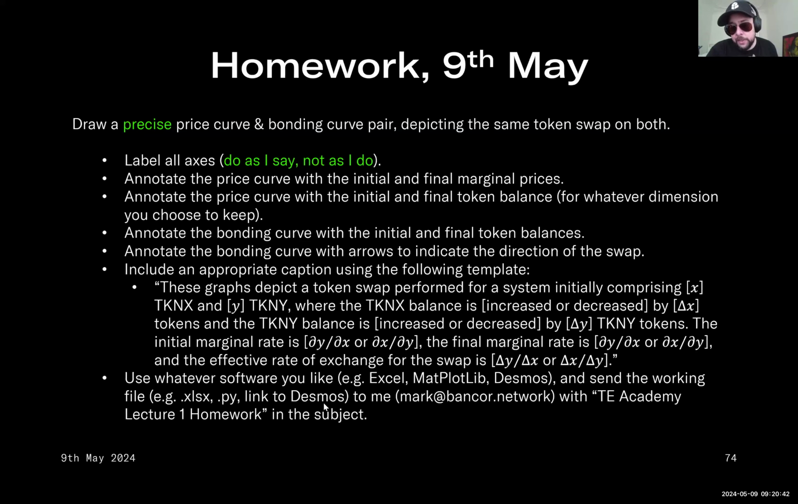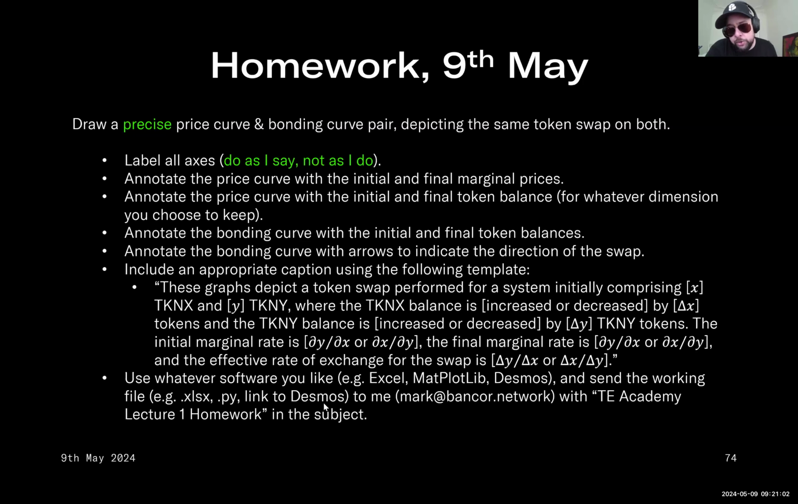Annotate the price curve with the initial and final token balance as well. And remember, this is only one dimension that you have access to. So it's not for both token balances, it's just for one. I don't care if it's the X or Y axis. You can even call it something else. If you wanted to call it ETH or USDC or BTC, that's fine as well. Annotate the bonding curve with the initial and final token balances, which should be easy.